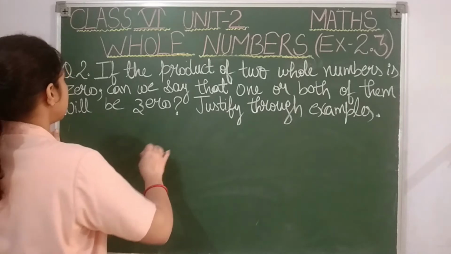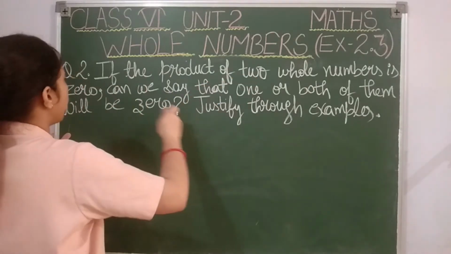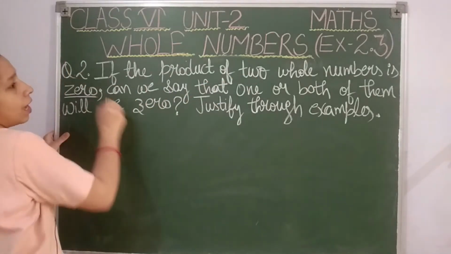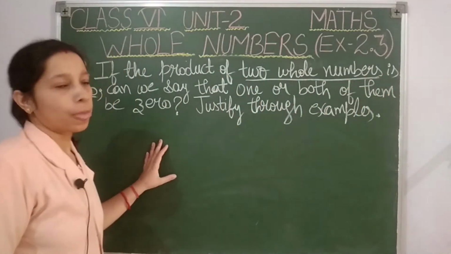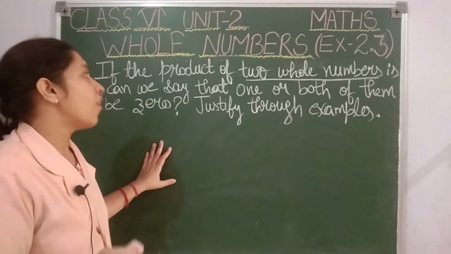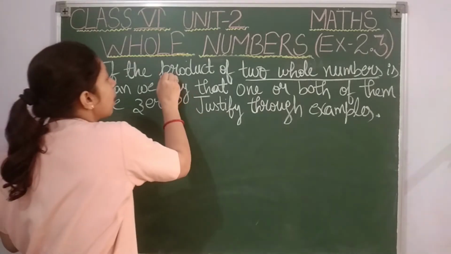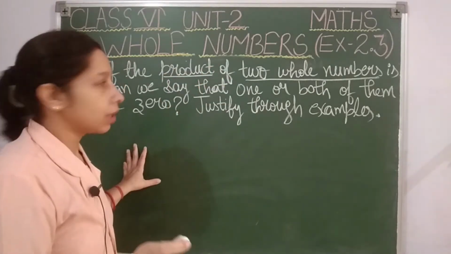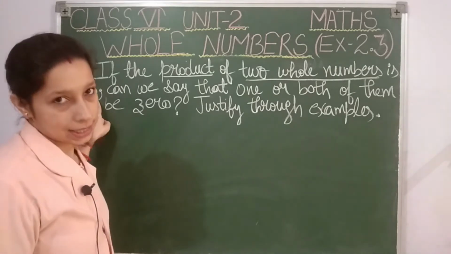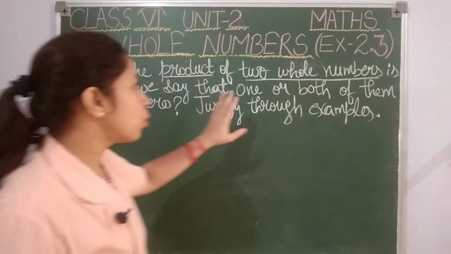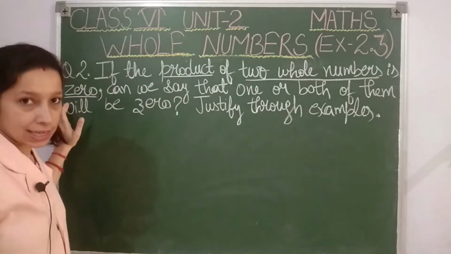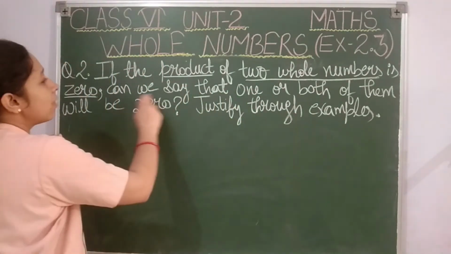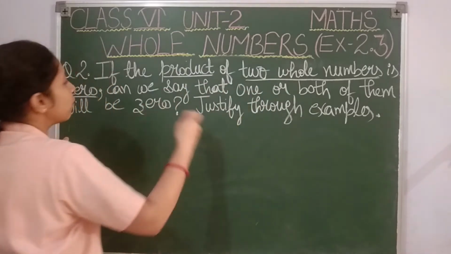Here you are asked, if the product of two whole numbers is 0, means when we will take any two whole numbers, but when we will find the product of those whole numbers, the result should be 0. So we have to take two such whole numbers, on multiplying which we will get 0. Can we say that one or both of them will be 0?